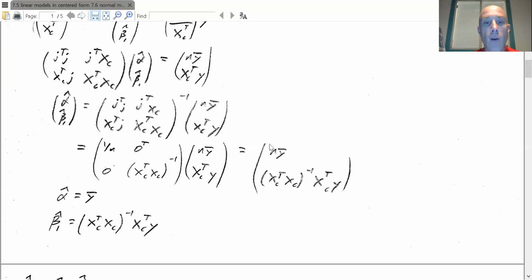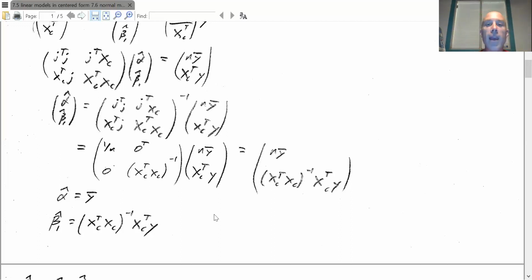There is an error because that should just be a y bar. Made a mistake. Drop the n. Drop it like it's hot. So then I'm going to multiply this inverse by centered X transpose times Y. And that looks really familiar to us. That looks like our normal equation from regular old X.